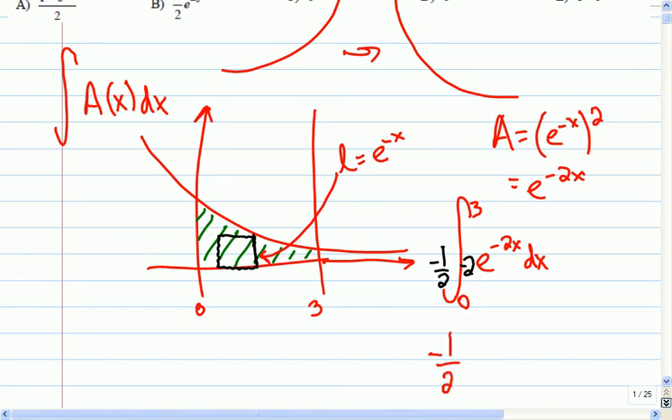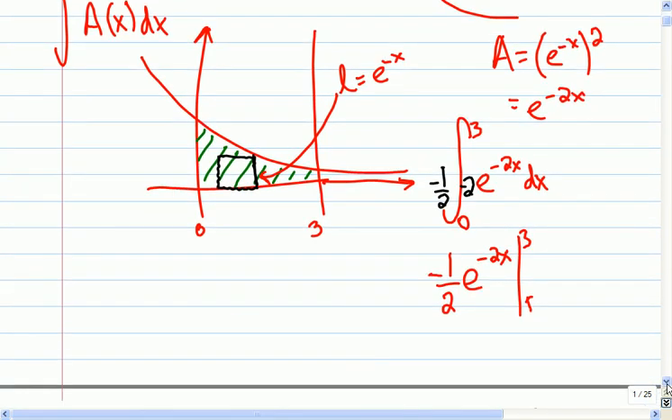It'll be negative 1/2. This here is already set up to go e to the negative 2x from 0 to 3. And that means at 3 it's going to be negative 1/2 times e to the negative 6 minus negative 1/2 e to the 0.